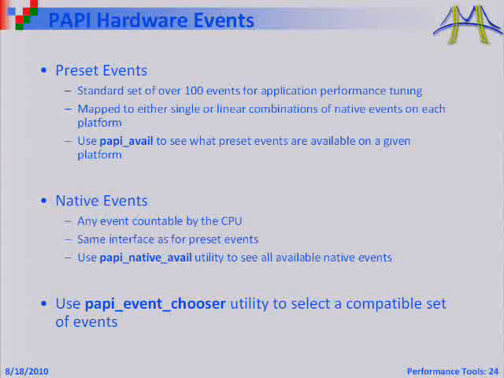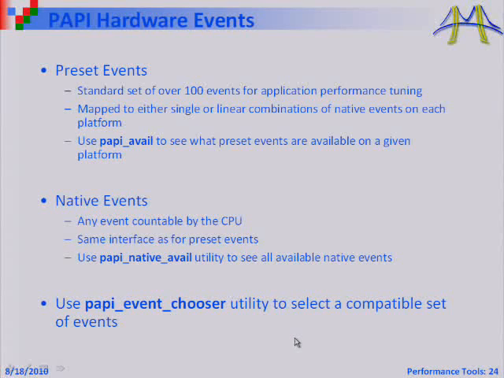So as I mentioned, the presets, that's a set of over 100 events that have been standardized by the PAPI team to try to have this standardized set over different architectures. And there is a tool that ships with PAPI called PAPI Avail. If you execute that, it will give you a list of all the available presets. The natives, on the other hand, are just anything that's countable by the CPU will be exposed by PAPI. And there's this other tool called PAPI Native Avail that allows you to see all the native events that you can count.